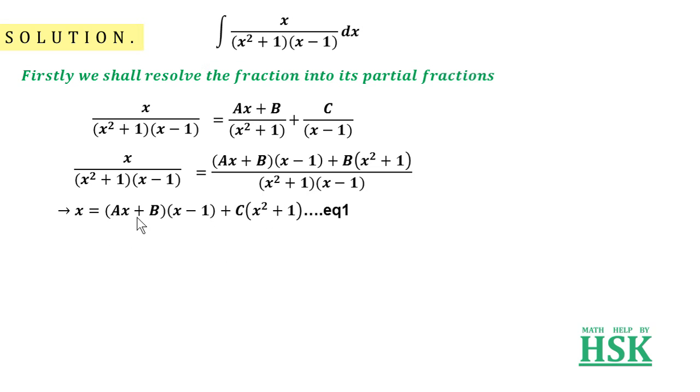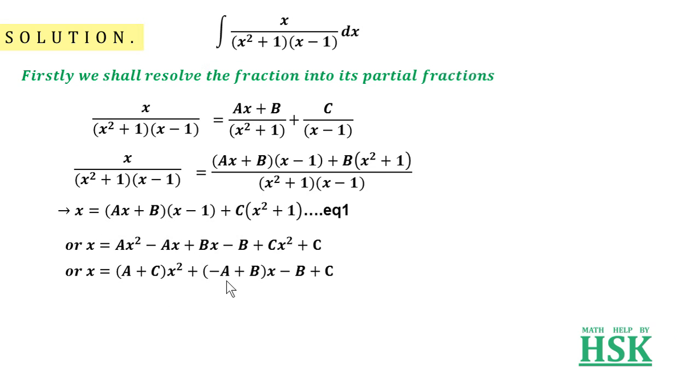Okay, so therefore I'm going to open all these brackets. So I'm going to get here x is equal to ax into x minus 1, which would be equal to ax square minus ax plus bx minus b plus cx square plus c. I'm going to separate the terms of x square, x and constant term to obtain this expression.